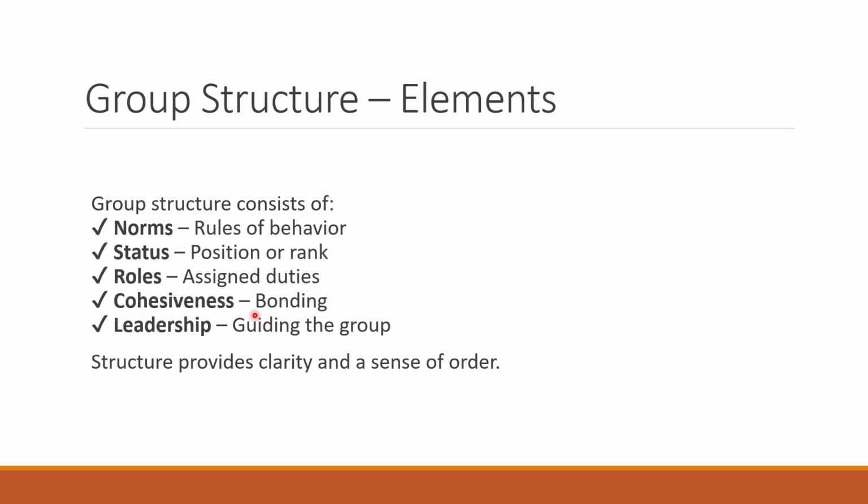Cohesiveness refers to the bonding or relationship among the members. And finally, leadership, that is the one who keeps on guiding the entire group and keeps on giving directions. So these elements define how the group interacts, how they make decisions and how they achieve their goals. As we say, the structure provides clarity and a sense of order as well.